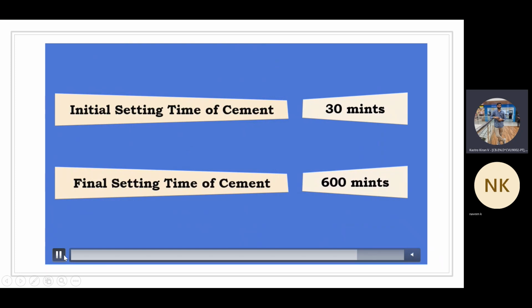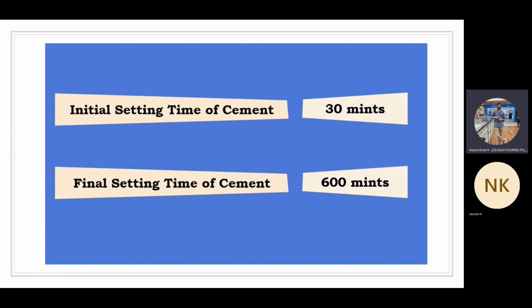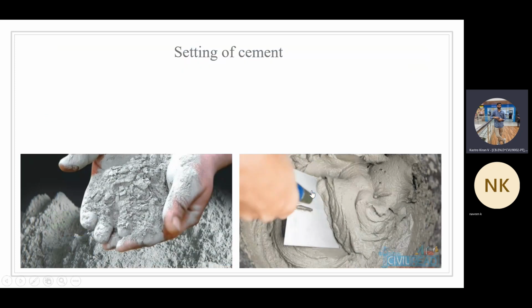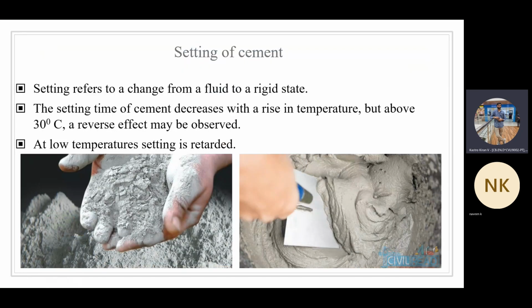So usually the initial setting time of cement will be obtained at the end of 30 minutes, and the final setting time of the cement will be obtained at the end of 10 hours. 10 hours or 60 minutes, or sorry, 600 minutes. So that's the initial setting time and final setting time of the cement. I hope it is clear.